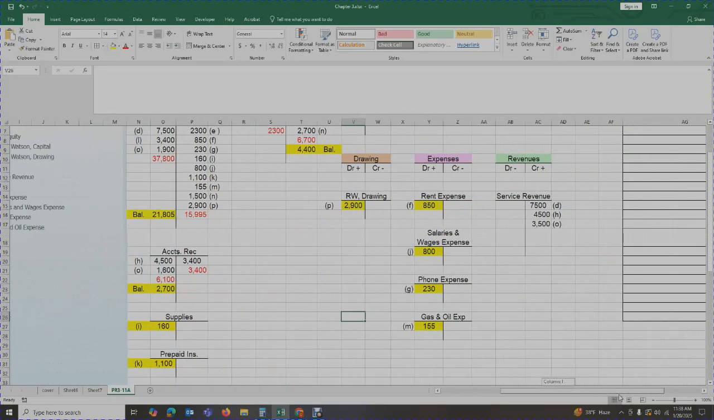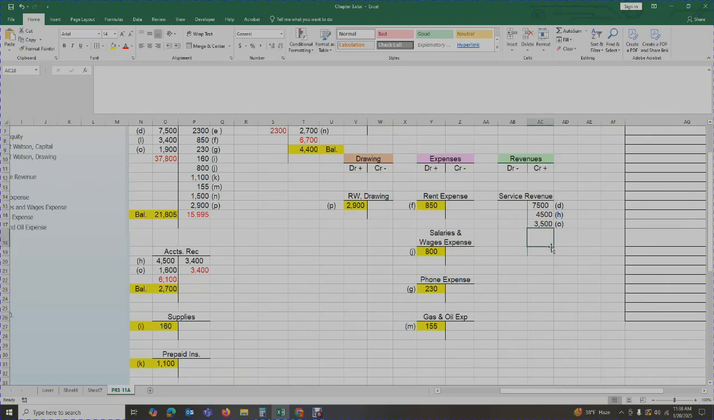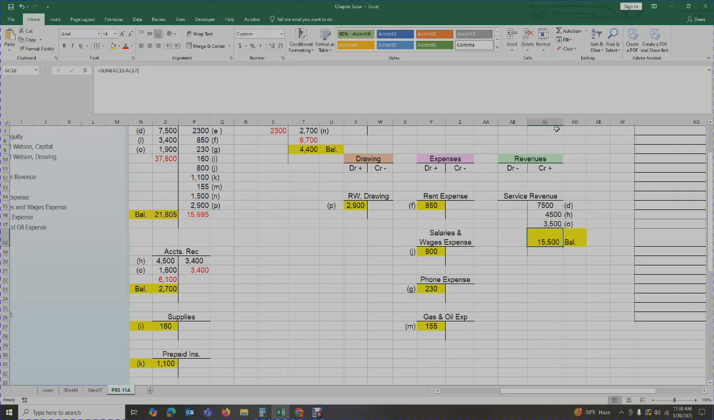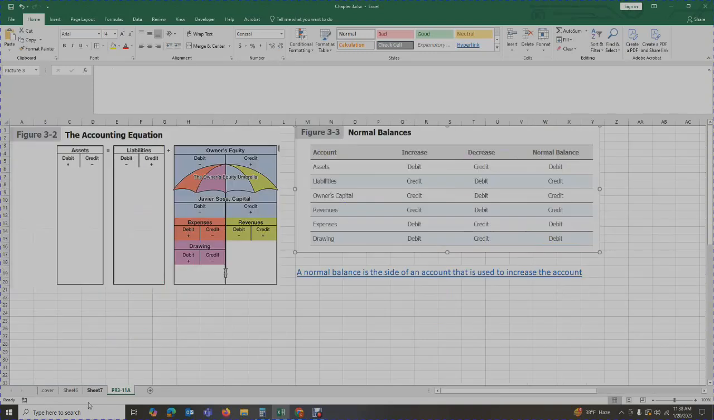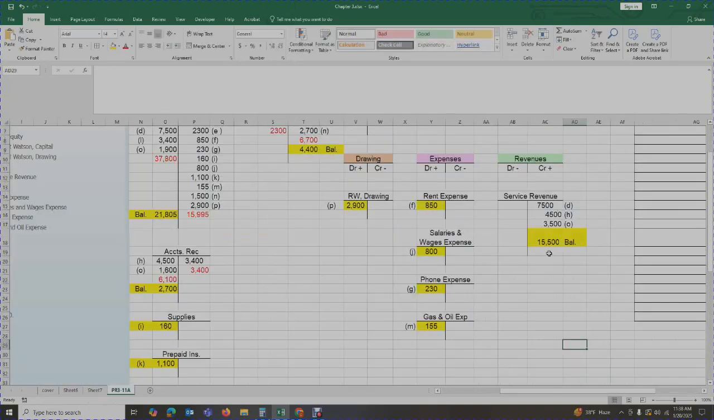And then last but not least, we've got our revenues. Revenues, we have 3 transactions. Let's get the sum of those 3, and that's going to be our ending balance. We don't have any debits, so we don't have to worry about it. So this is going to be my balance of 15,500. Let me just expand it a little bit. There we go. For the revenue accounts, my balance should be on the credit column, which it is.